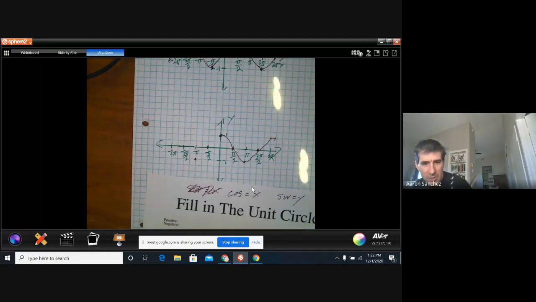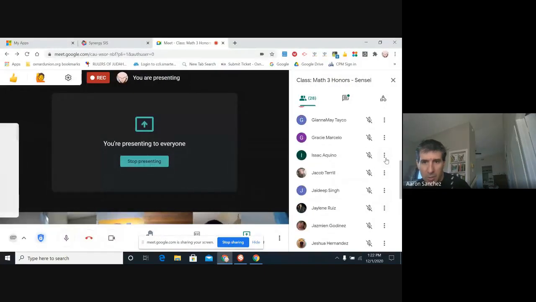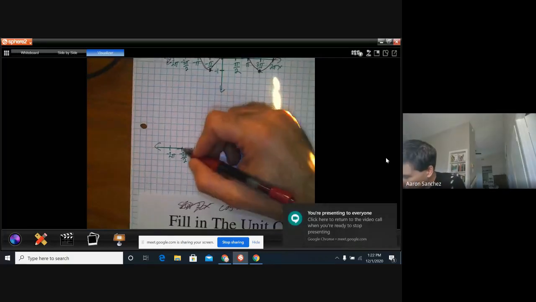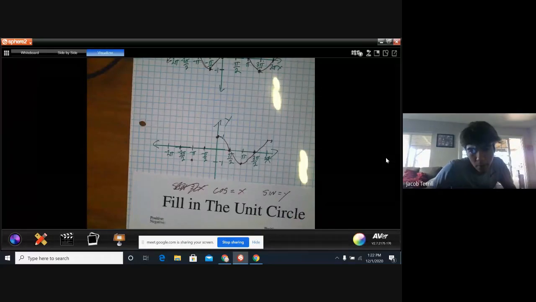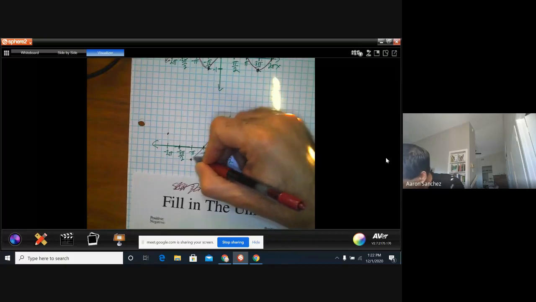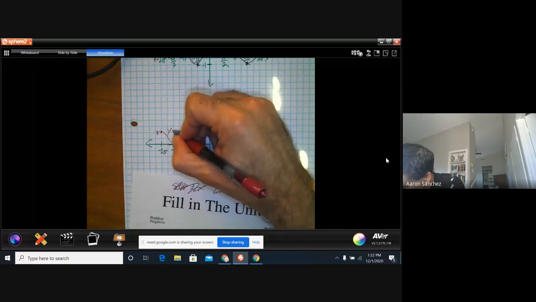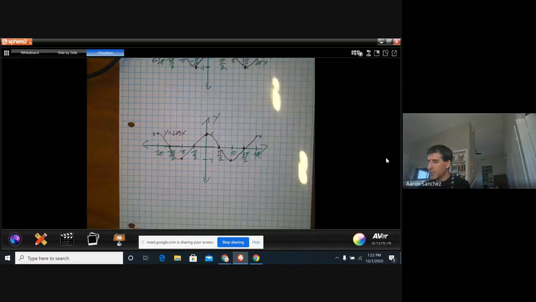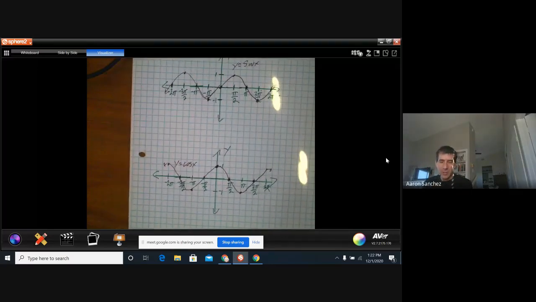Okay, the last one is negative 2 pi. Let's go with Jacob. Negative 2 pi. Come on, Jacob. You can do it. It would be 1. Amazing. The negatives are hard. And so that is my y equals cosine of x graph right there. And that's all you got to do. So there's your sine of x and your cosine of x.